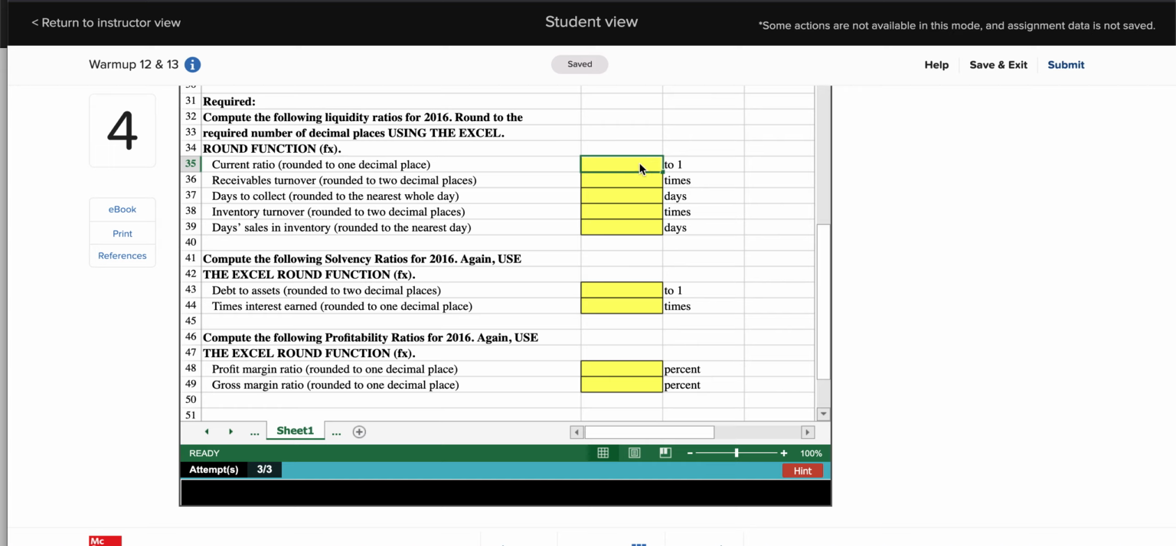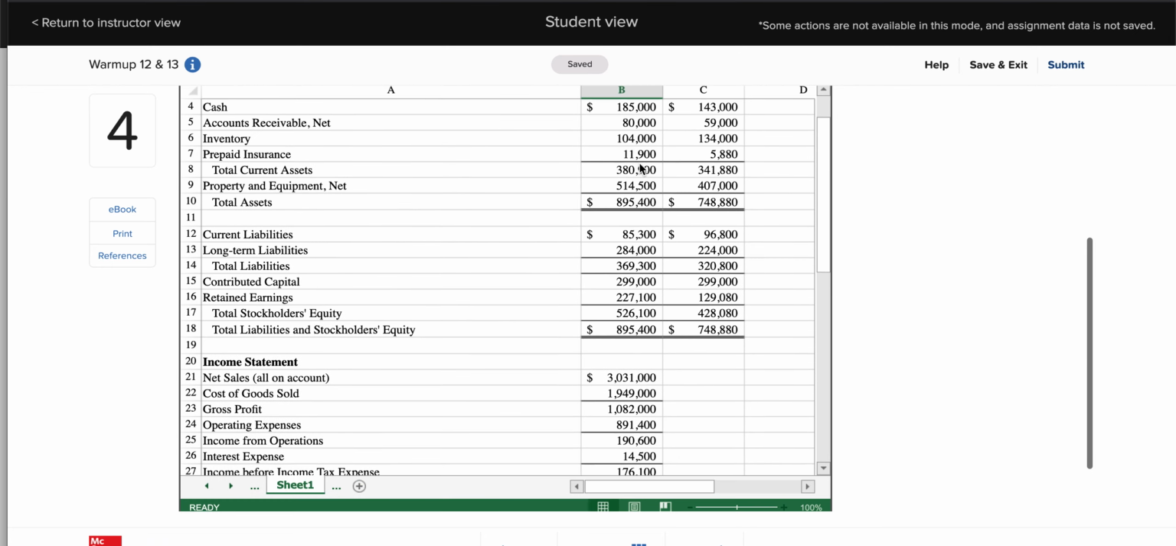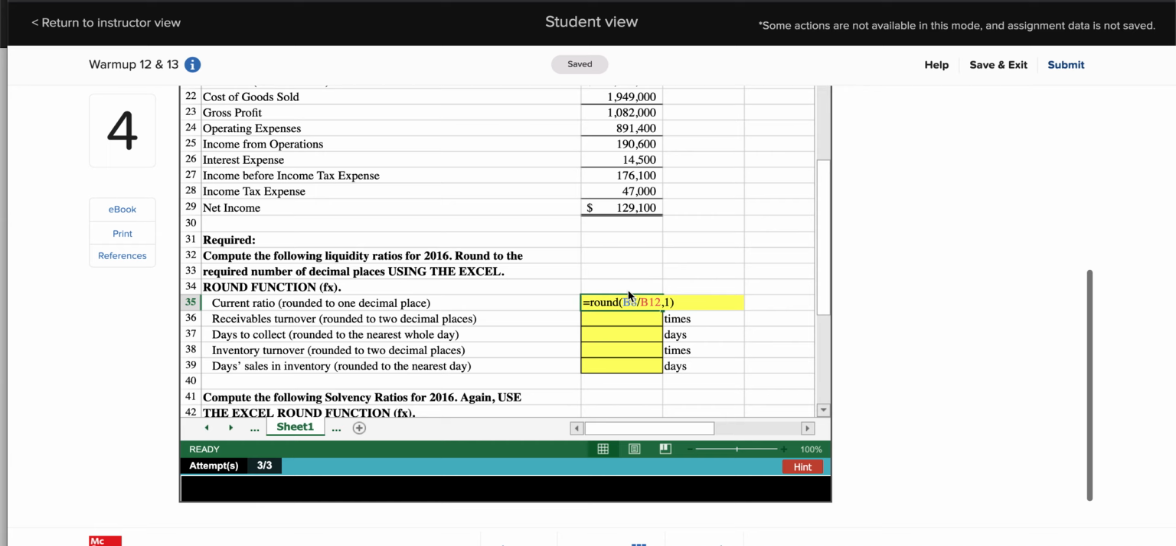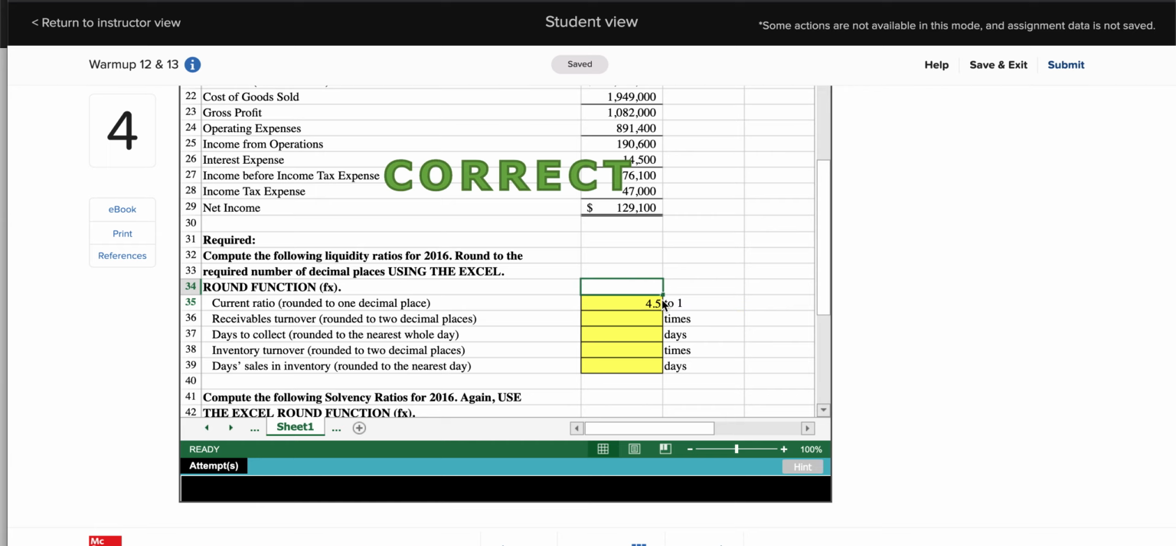So for this one, rounded to 1 decimal place, we have equals ROUND. We go and grab our total current assets divided by total current liabilities, comma, 1, and then the other parenthesis. I think that was 1 decimal place, yes. And that's 4.5 to 1.